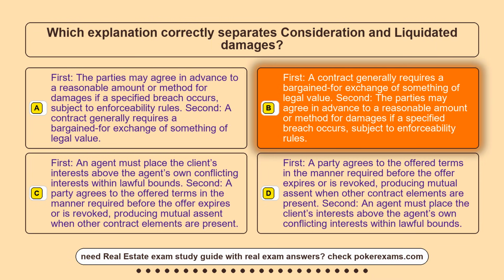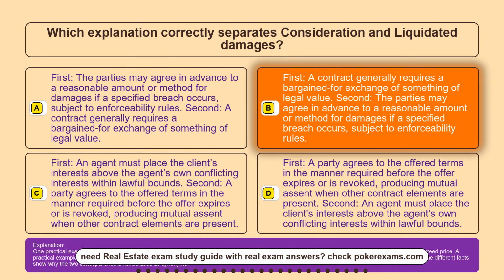The correct answer is Option B. First, a contract generally requires a bargained-for exchange of something of legal value. Second, the parties may agree in advance to a reasonable amount or method for damages if a specified breach occurs, subject to enforceability rules. One practical example of the first concept is this: a purchase agreement involves a promise to transfer title in exchange for the buyer's promise to pay the agreed price. A practical example of the second is this: a purchase agreement states how earnest money will be treated if the buyer defaults under defined circumstances. The different facts show why the two concepts should not be used as synonyms.